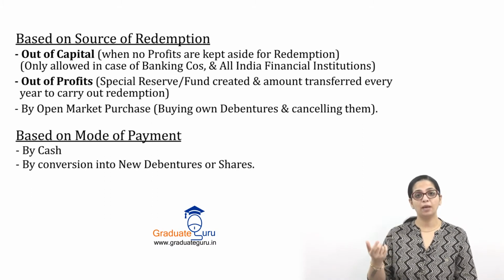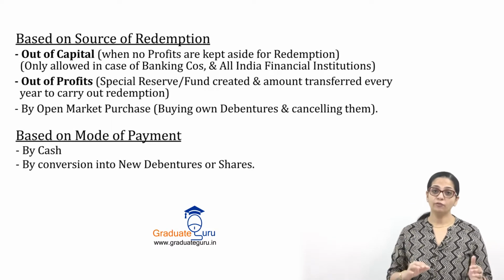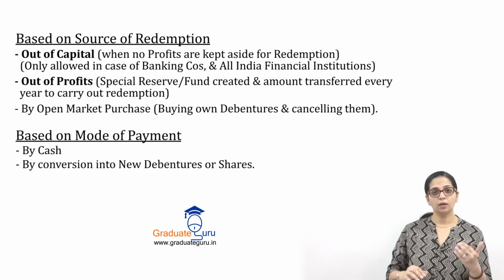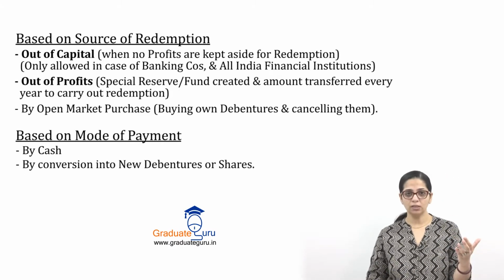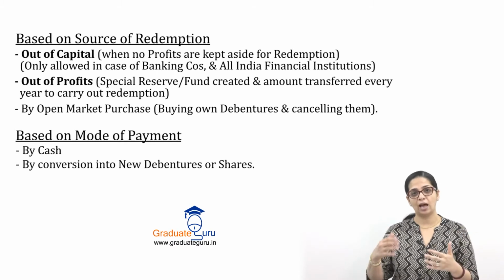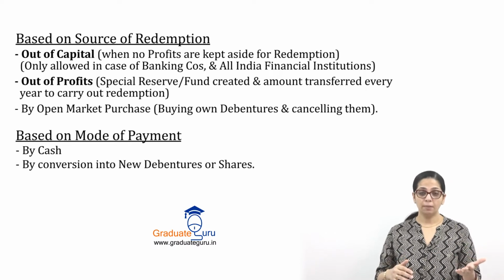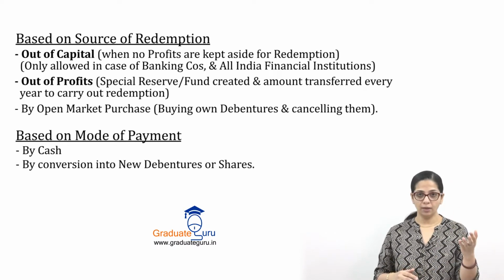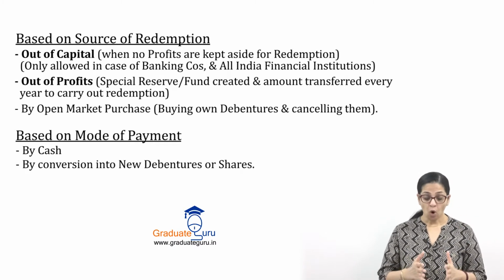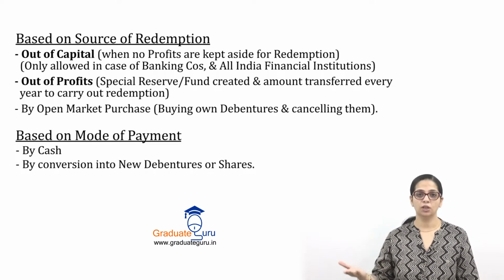Okay. And the last category is how you are making the payment. So mode of payment is the next category, and there we have two types. One is you either pay cash. When I'm saying cash, it means we will issue a cheque, so our bank balance will decrease. Our entry will go to the bank account because you are making a payment. So either you make a payment, that is cash or cheque, or you convert the debentures into some other security.